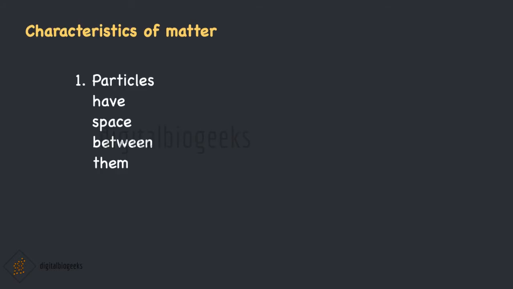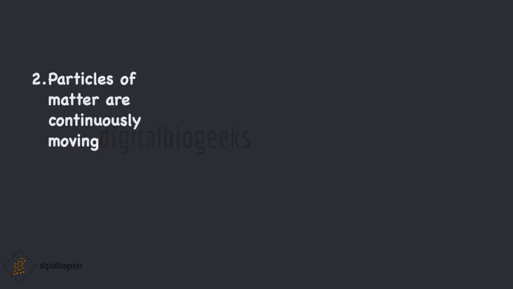Now let's look into the characteristics of matter. Particles have space between them. In the first experiment, we dissolved sugar in water. The particles of sugar got into the space between the particles of water. From this, it is evident that there is space between the particles. Particles of matter are continuously moving. Another characteristic of matter is that the particles inside the matter are moving.